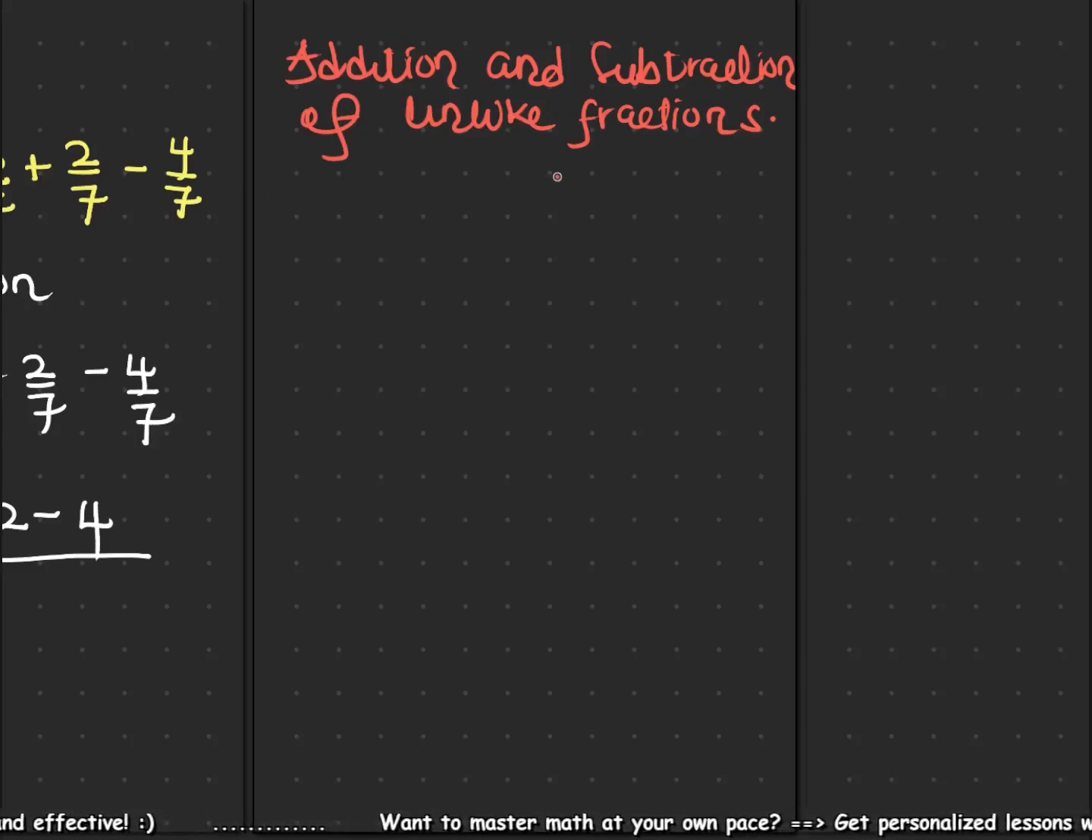Before we begin, if we say unlike fractions, what do we mean? They are simply fractions with different denominators, and we really need to take care when we are adding and subtracting them. There are some steps we would outline so that we follow. So first of all, if you want to add and subtract unlike fractions, you have to find the LCM.